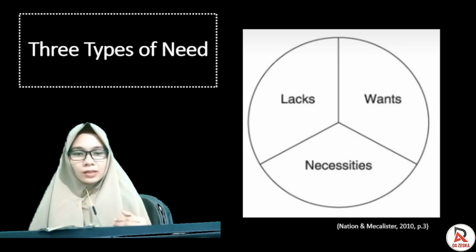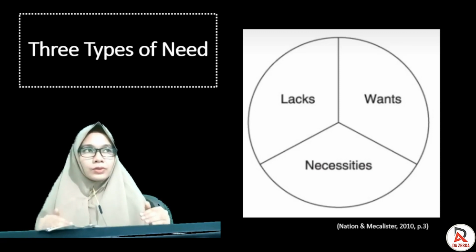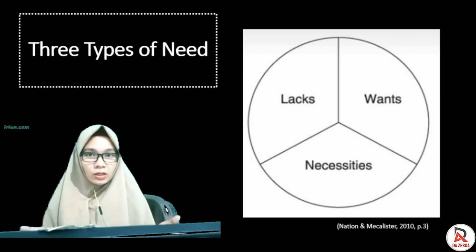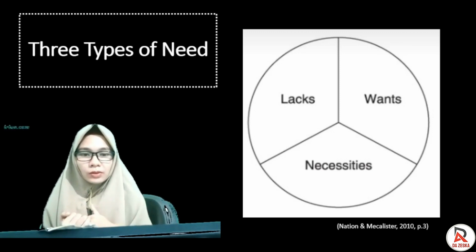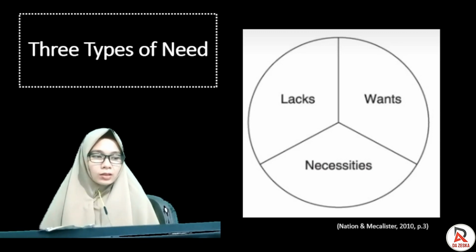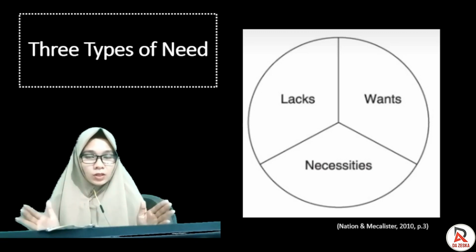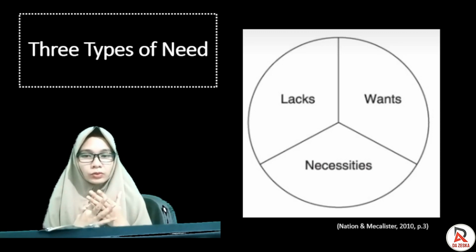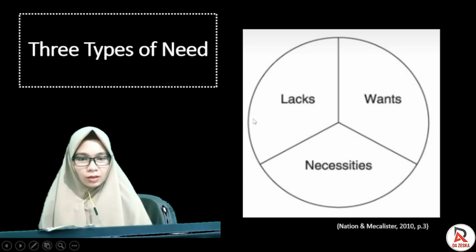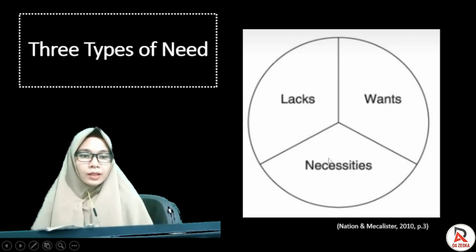So in the needs over here, when you design a course, you also need to have information. You've got to take information about the real needs or necessity of your teaching and learning. And over here, Nation and Macalister mentioned that there are three subdivisions or three things that you need to know to do analysis of the needs itself. The first is lacks, the second one is wants, and the last is necessity.